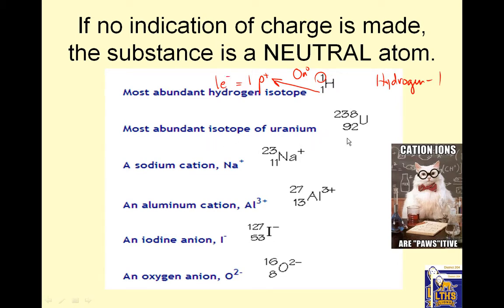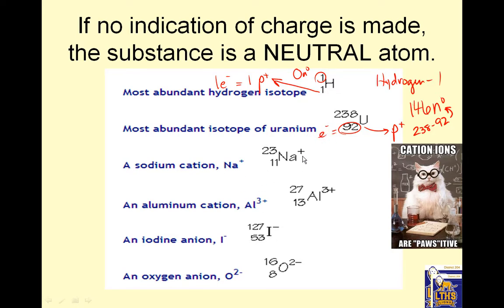Okay. Most abundant isotope of uranium is that one we talked about, uranium-238. 92 protons. Okay, so 146 neutrons. How do I know? 238 minus 92 equals neutrons. So this is the total mass in the nucleus minus the protons in the nucleus to give you the neutrons. What's the charge? 0. So there's also 92 electrons.